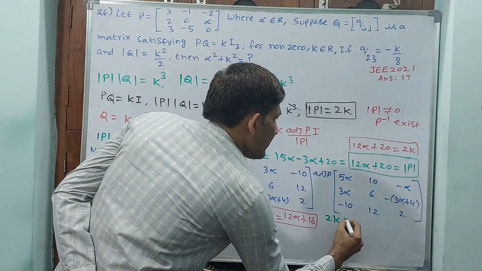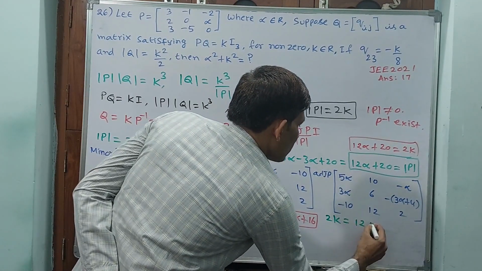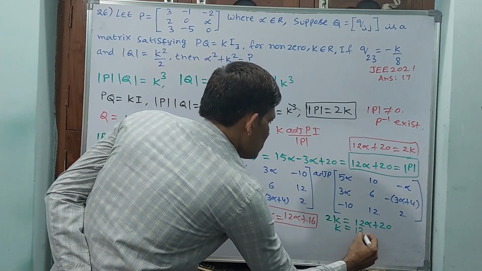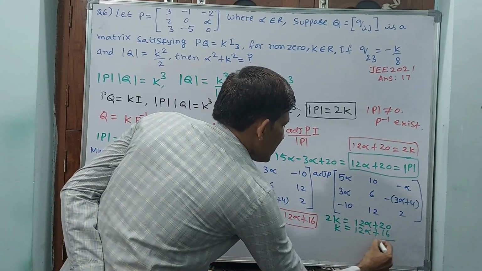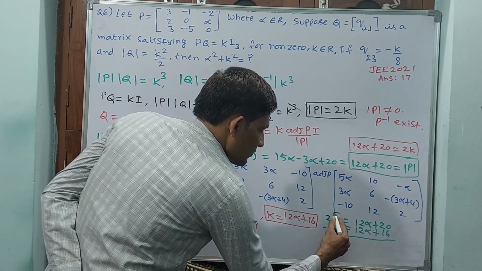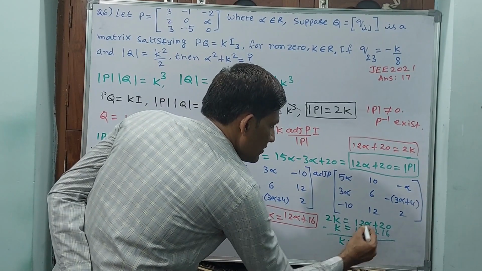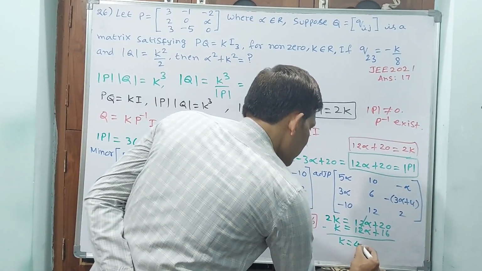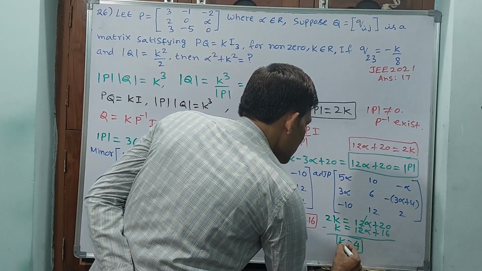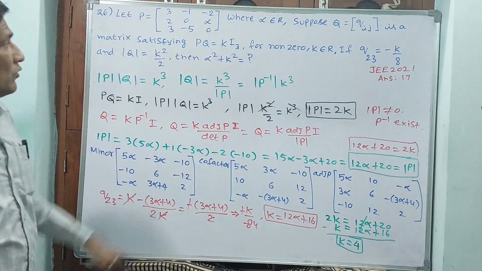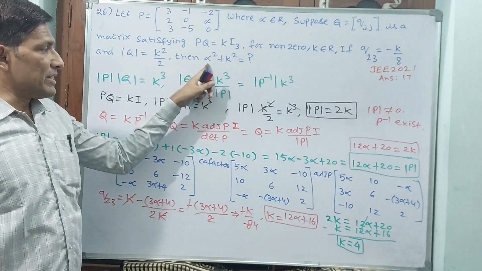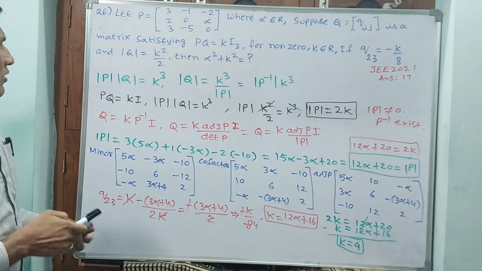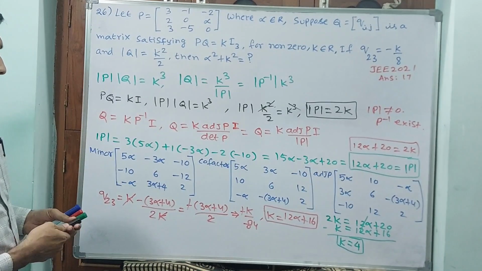See, 2K is equal to 12 alpha plus 20. K is equal to 12 alpha plus 16. Okay, now I am subtracting. If I subtract, automatically 2K minus K will come. 12 alpha is going to get cancelled out. 20 minus 16, 4 will come. That means the K value you have got here. They ask alpha square plus K square, but K value you have got. If K value we get, automatically alpha value also you can get.